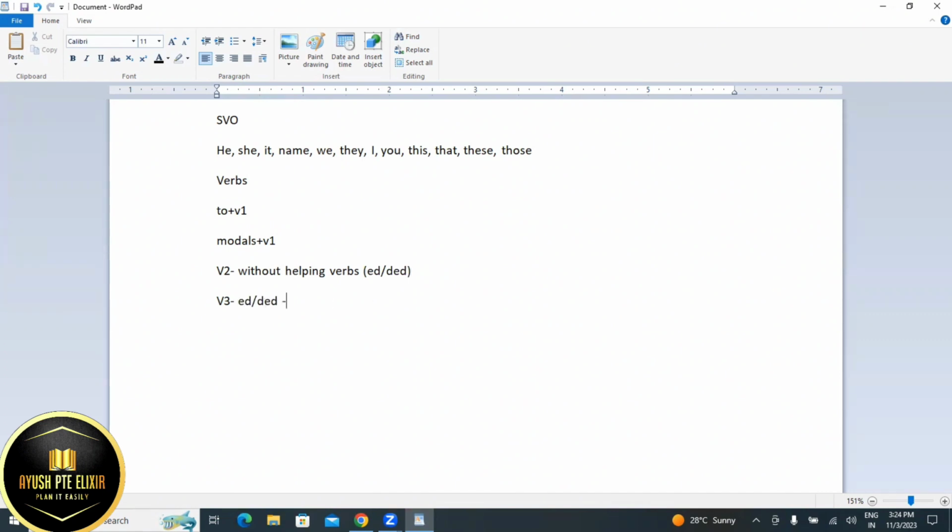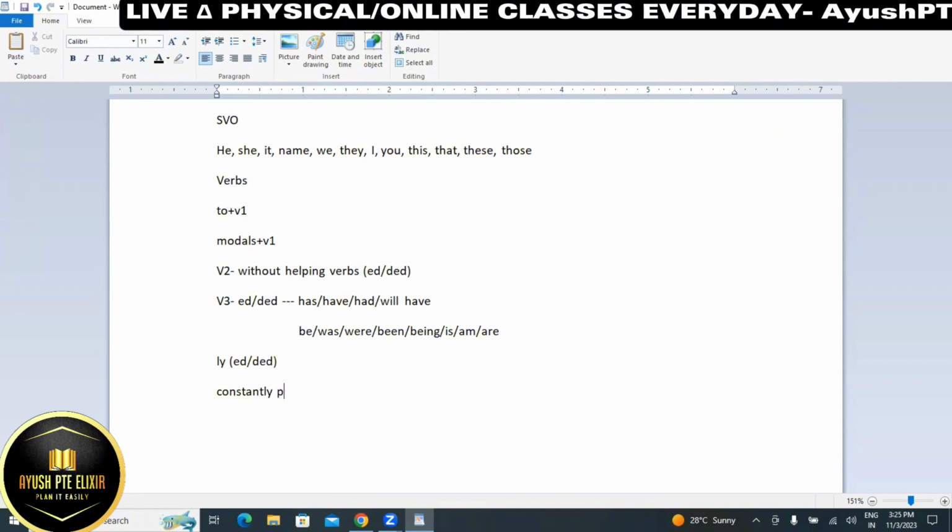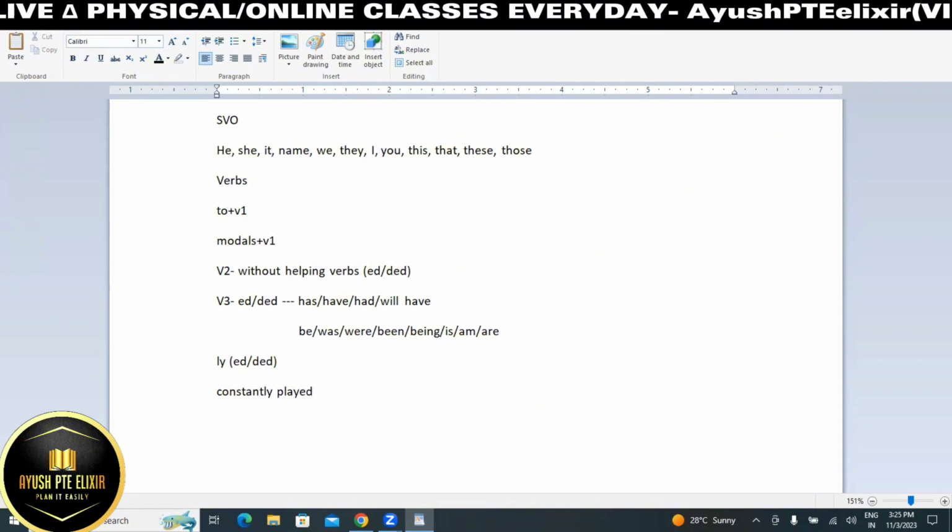But what's the difference between them? The third form always comes with helping verbs like has, have, had, will have, and some forms of be, like be, was, were. Whenever you see that, it is a passive form of the tense, being, and is and are. And the fourth form always comes like ly, after which sometimes we also get the third form of the verb, ed or ded, constantly played, for example, right? So it should be the third form.